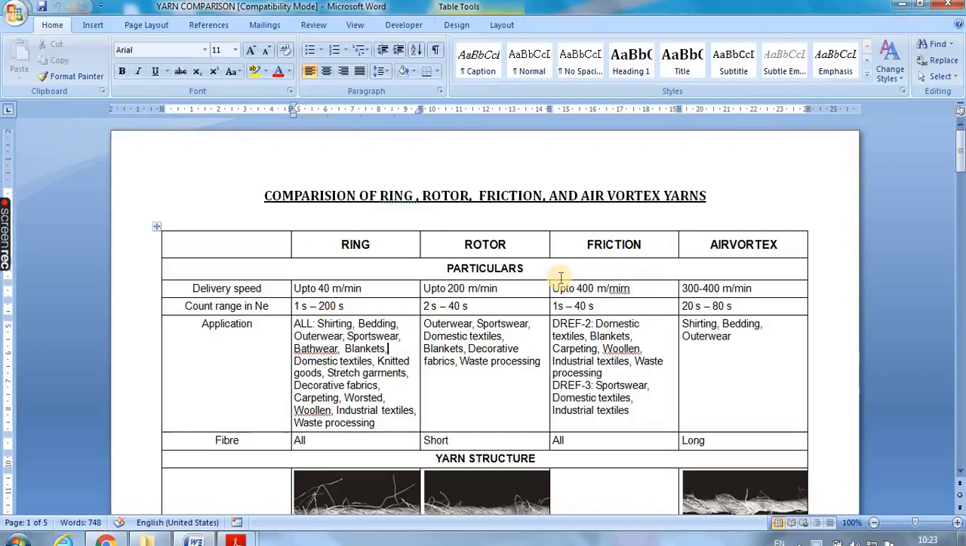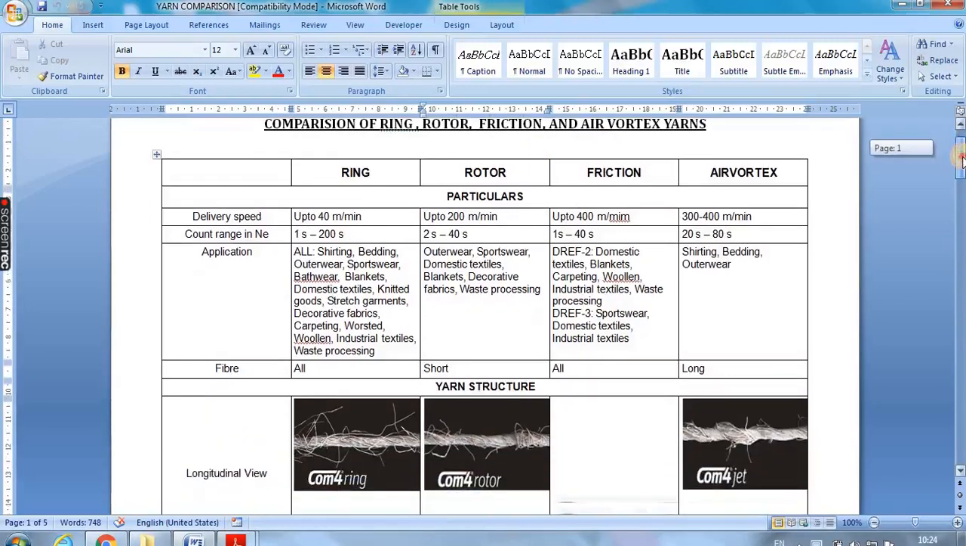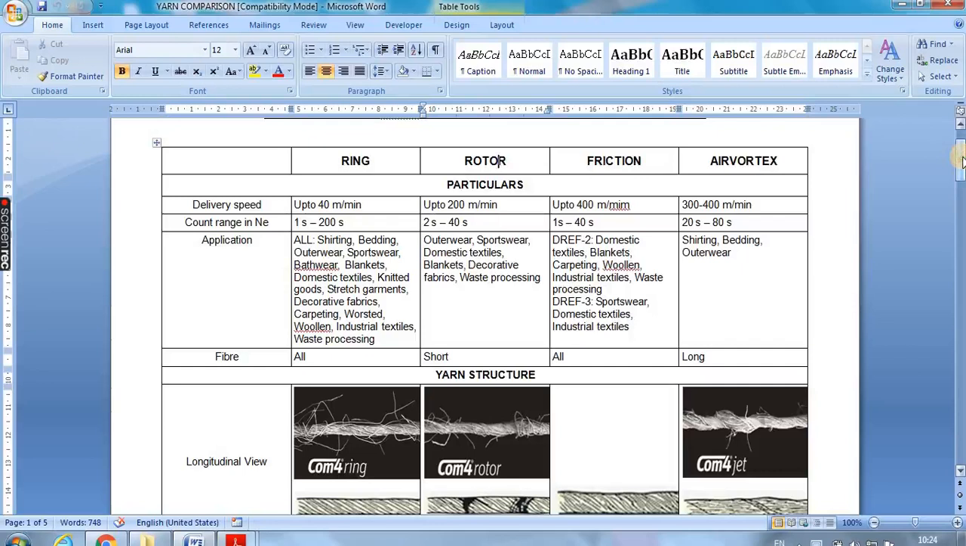So this document has been shared in the Google Classroom. You can go through it. So we will start with the comparison of only ring and rotor. Later we will come back with the friction and air vortex.